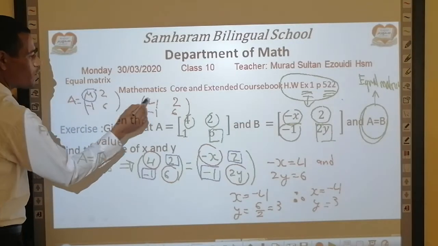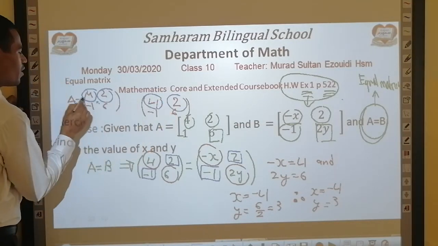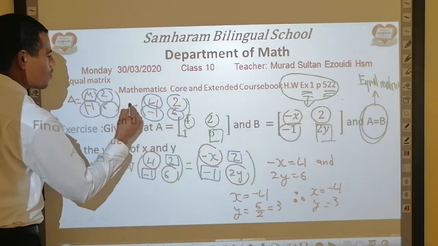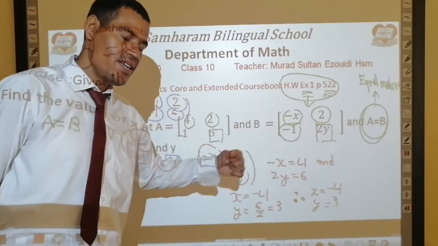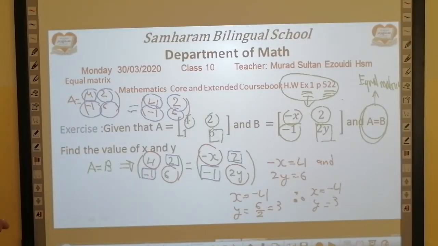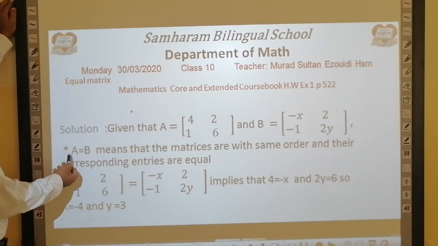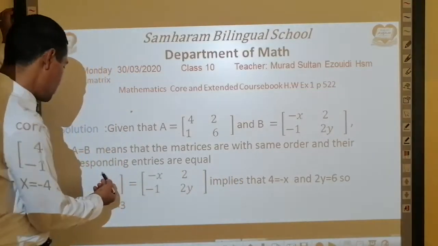4 is equal to 4. 2 is equal to 2. Negative 1 is equal to negative 1. 6 is equal to 6. So now both matrices are equal. Okay, you could find the value of x and y? Good boy. The next.